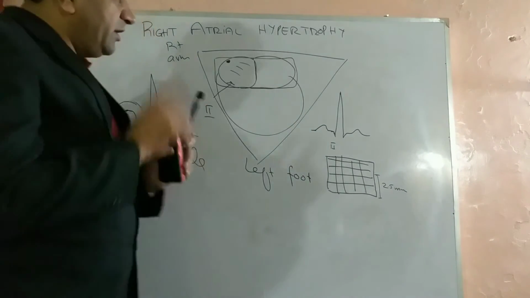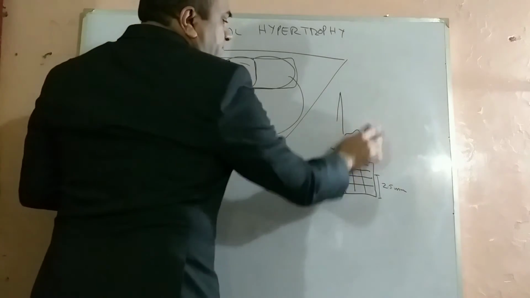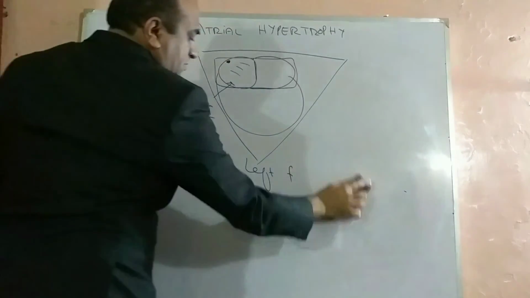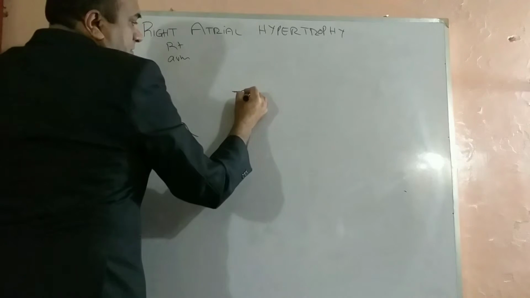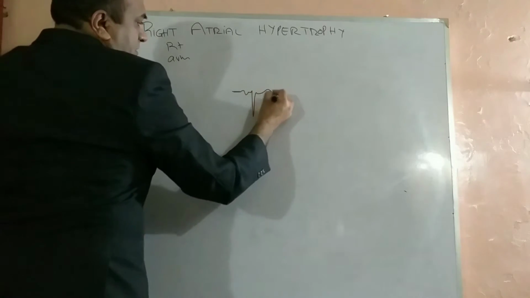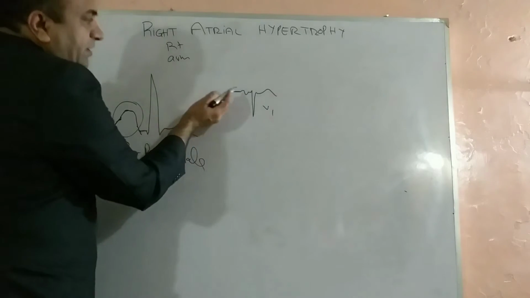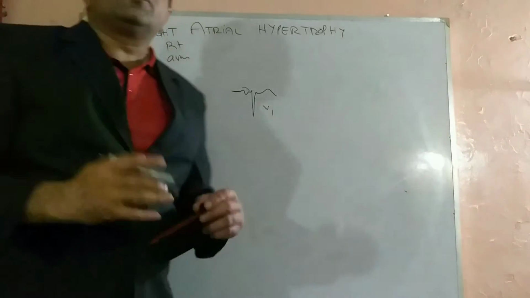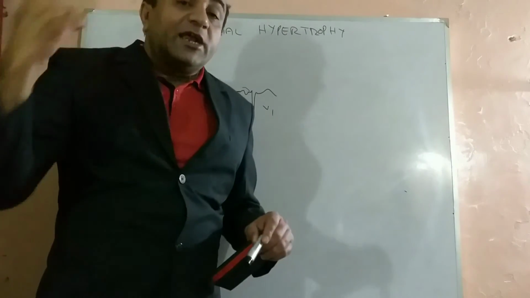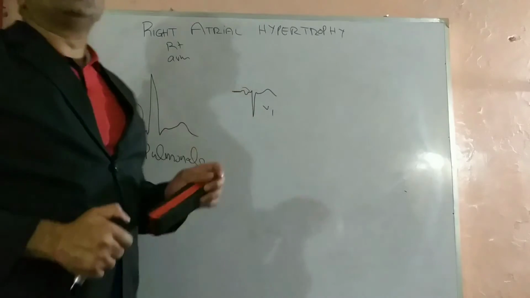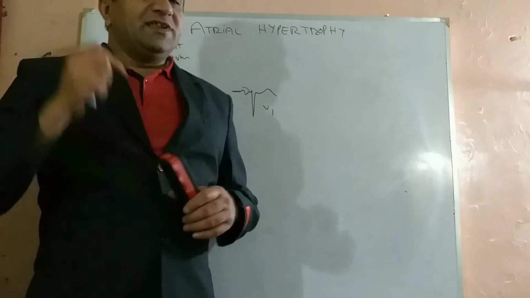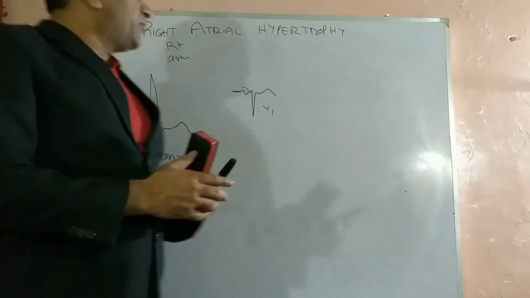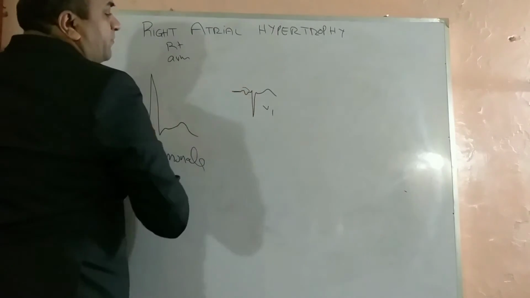We can also check lead V1 if we have no lead 2, but the morphology of the P wave in lead V1 would be like this. First I draw the normal. This is normal V1, and look at this P, it's not that significant, with a first portion and a second. The first portion is because of right atrial depolarization, and the second, downward portion is because of left atrial depolarization. In right atrial hypertrophy, the first portion would be very prominent.